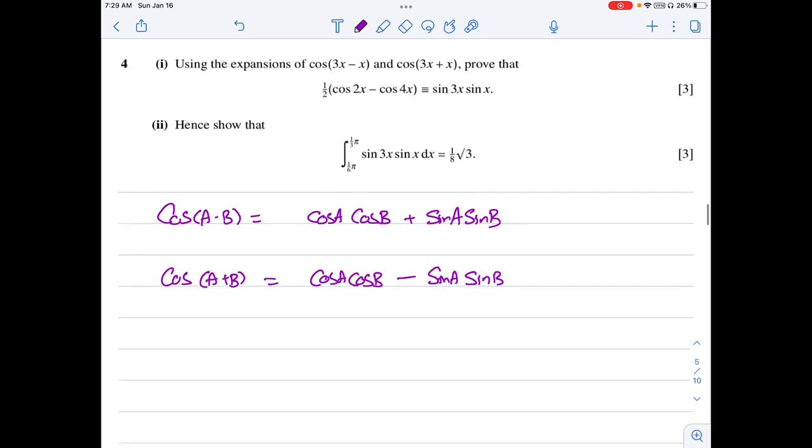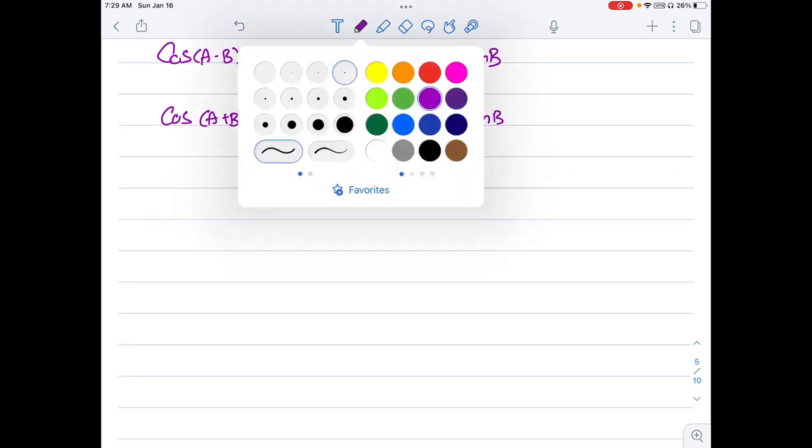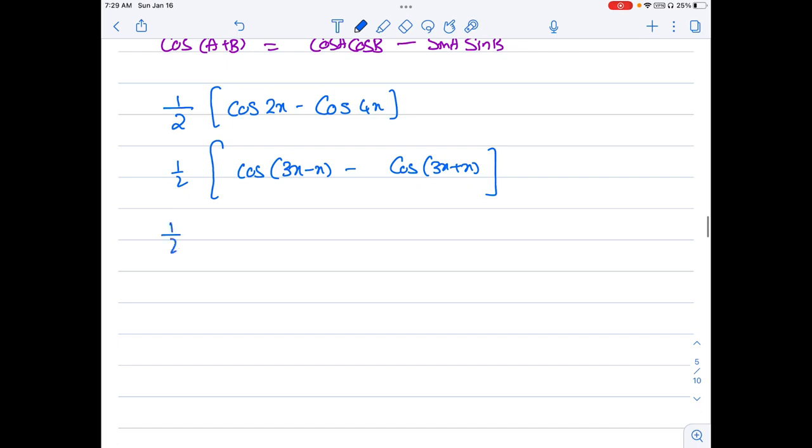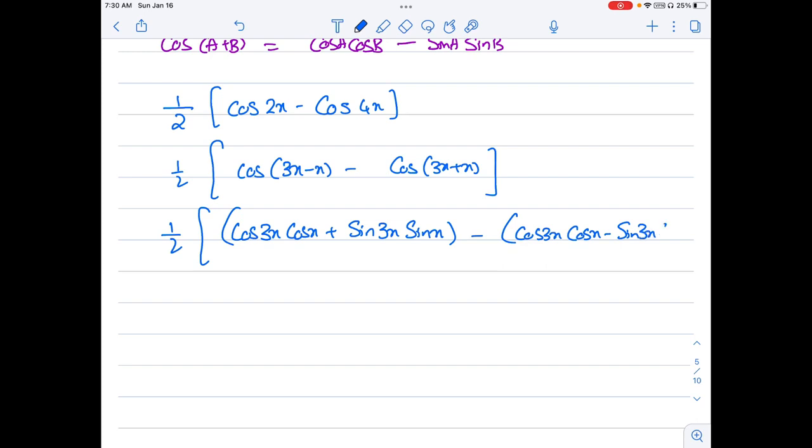So the question is 1 upon 2 times (cos 2x minus cos 4x). 2x can be written as 3x minus x, whereas 4x can be written as 3x plus x. So using the cos(a minus b) formula, cos 3x cos x plus sin 3x sin x. Similarly, cos(a plus b) is cos 3x cos x minus sin 3x sin x.